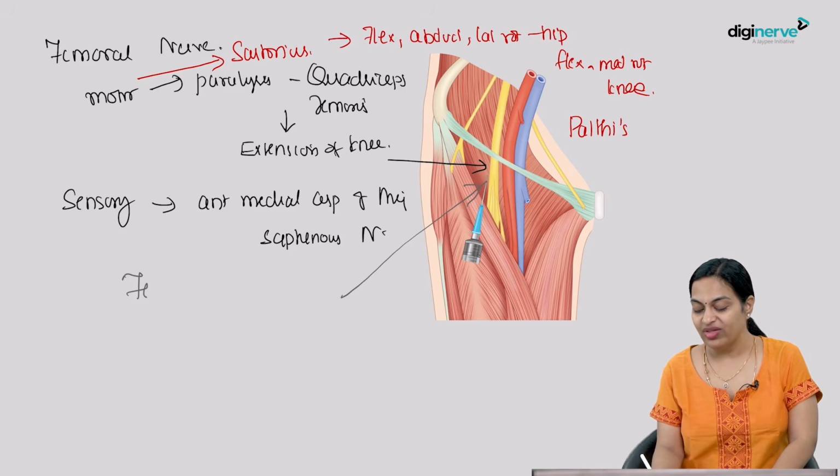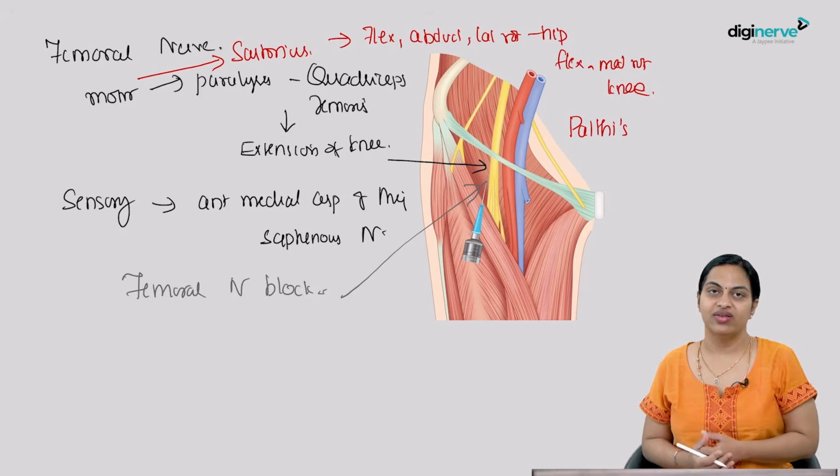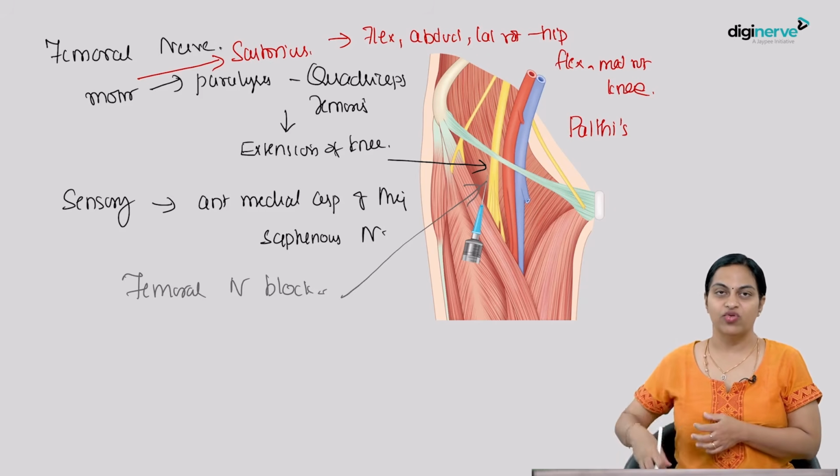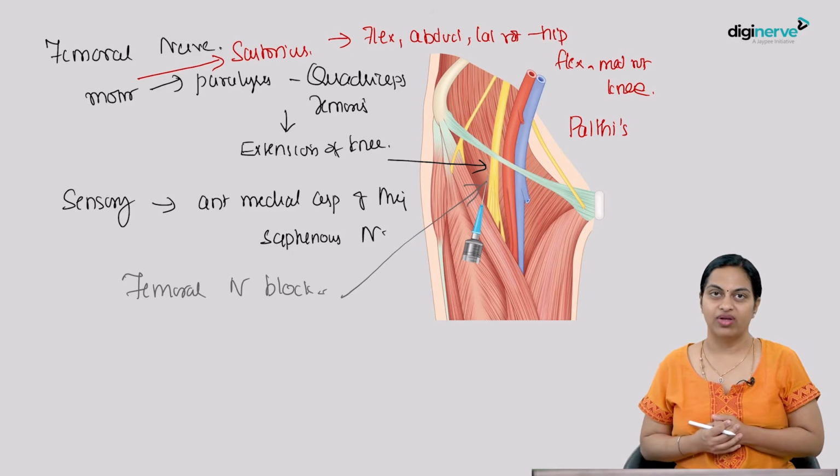Here you can see a needle inserted not into the femoral nerve, but just beside the femoral nerve. It's called the femoral nerve block, a type of local, regional anesthesia. For any procedure over the front of the thigh, to relieve the patient of pain, we can do a femoral nerve block.